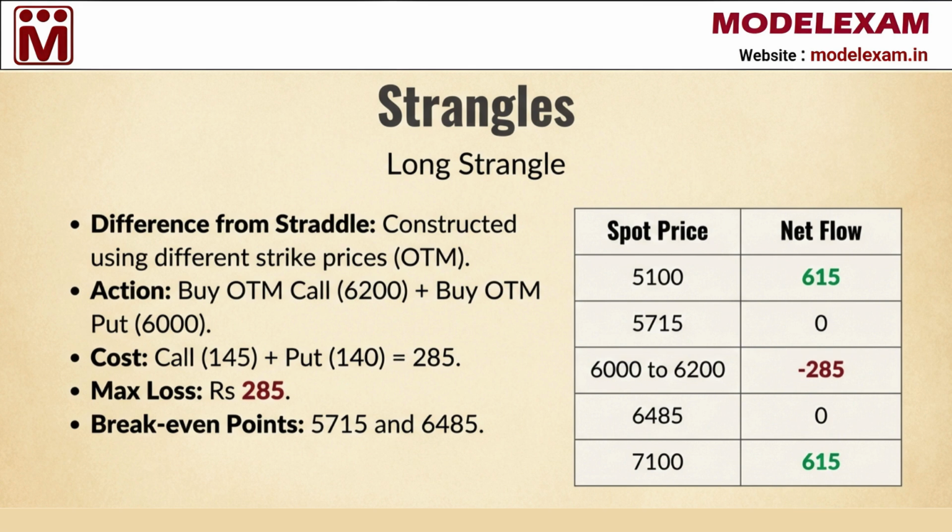For instance, you might buy a 6,200 strike call and a 6,000 strike put. If the total cost is 285, that is your maximum loss. You will only start to profit if the price moves significantly beyond your break-even points of 5,715 or 6,485. If the price reaches 7,100 or 5,100, you could see a profit of 615.